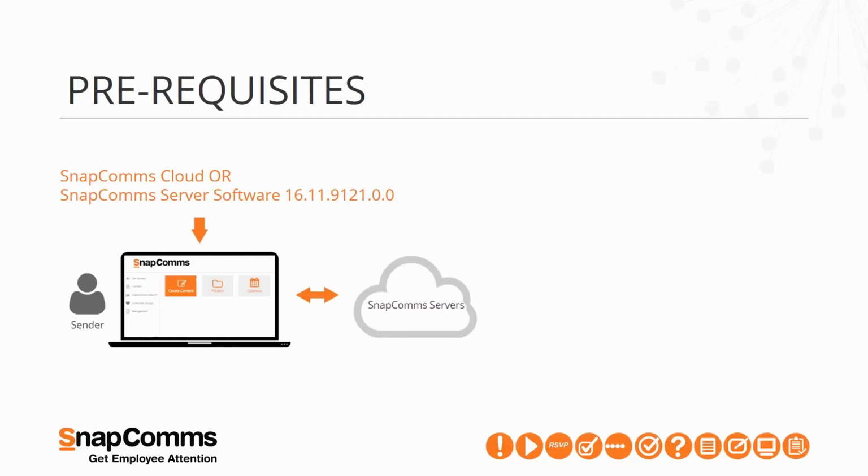Let's look at the prerequisites. As you know, Snapcoms is a two-part solution. It's a server-client relationship. The first part, shown on the left, is the Content Manager. It's hosted on our cloud or on your premise. The new Screensaver interface is available now on our cloud solution, and it's available in the latest version of our server software, which is version 16.11.9121. That was released 2 weeks ago, middle of November.